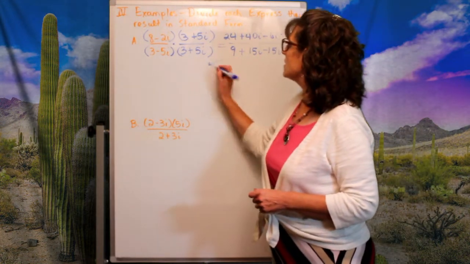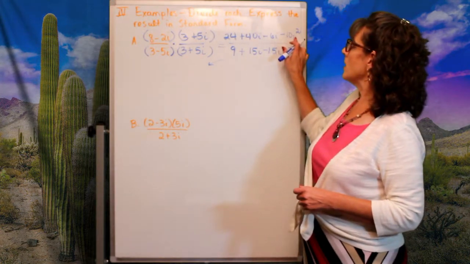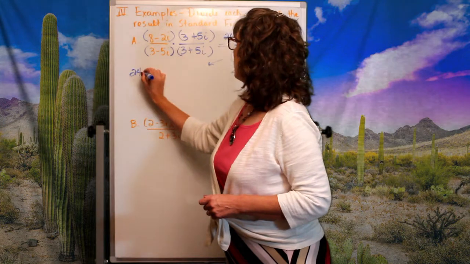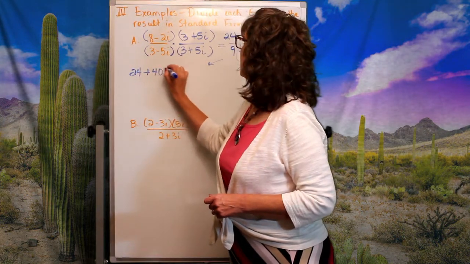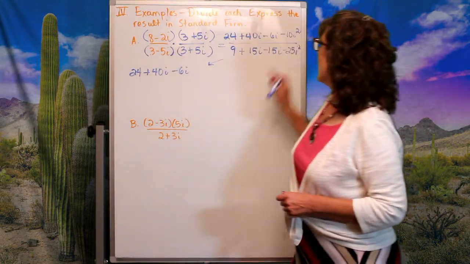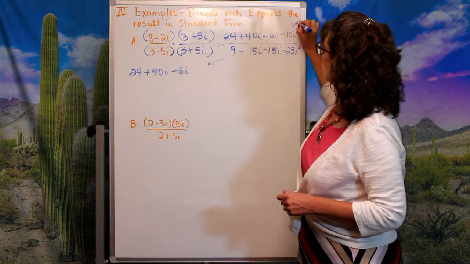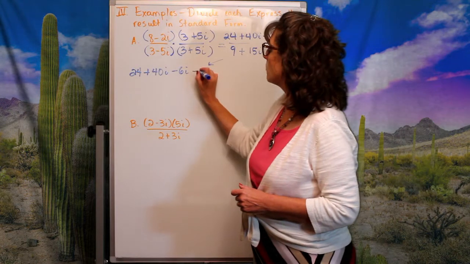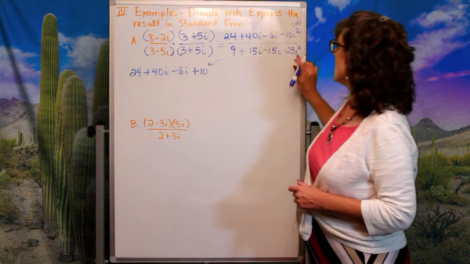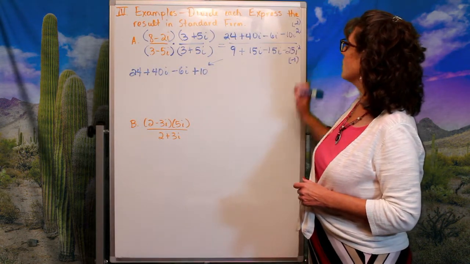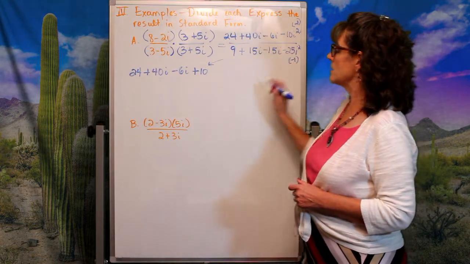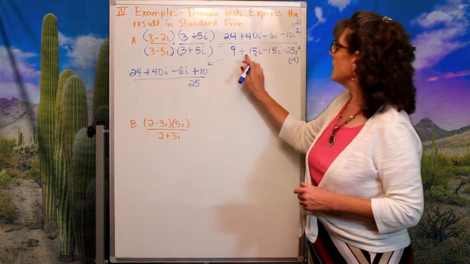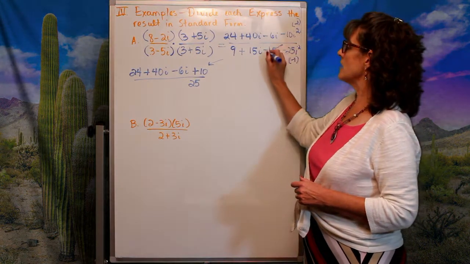So let me fix that up. I'm going to put a negative 1 in here and put a negative 1 in down here. So I end up with a 24 plus 40i minus 6i. And remember, if this is a negative 1, then I have a negative 10 times a negative 1. Negative 10 times negative 1 is positive 10. If I put a negative 1 down in here, then I have a negative 25 times negative 1, which is a positive 25. And notice here, 15i minus 15i cancel out.